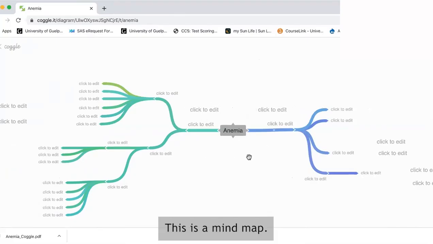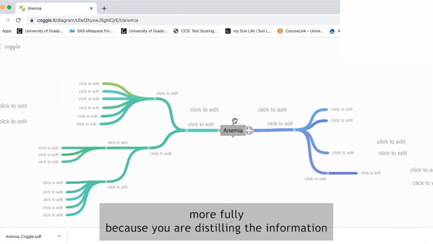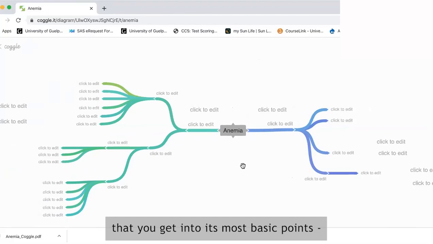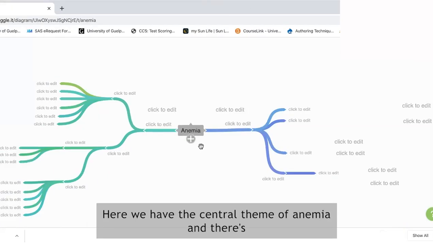This is a mind map. A mind map is another way of engaging with material that you have to engage more fully because you are distilling the information that you get into its most basic points. And that helps us to learn things better. Here we have the central theme of anemia.